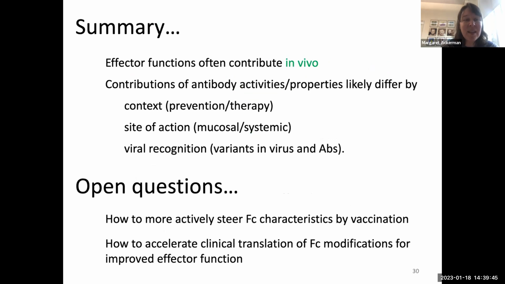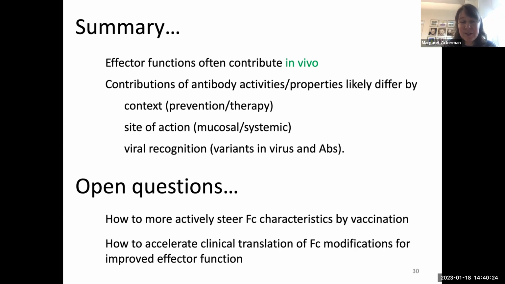So in summary, effector functions often contribute in vivo. And the composition and the relative importance of different mechanisms of action probably differ depending on the context. So whether you're talking about prevention or therapy, the site of action or the site of exposure, whether it's mucosal or systemic, the virus being recognized, so an archival strain versus an emergent variant, as well as across the breadth of variable domains.